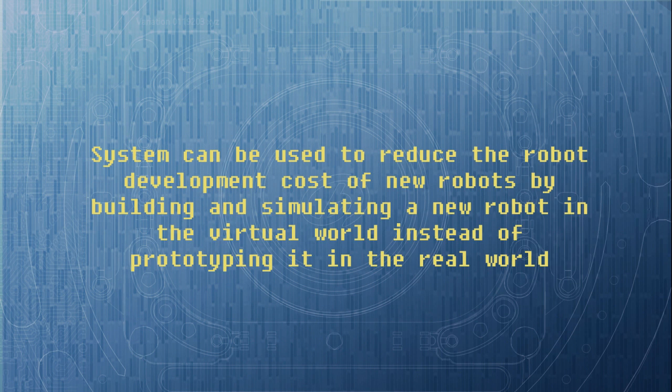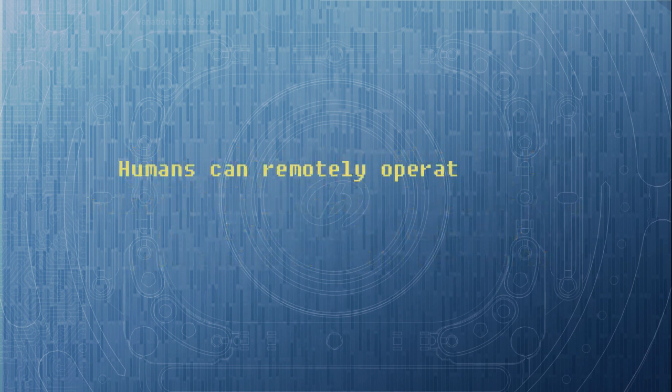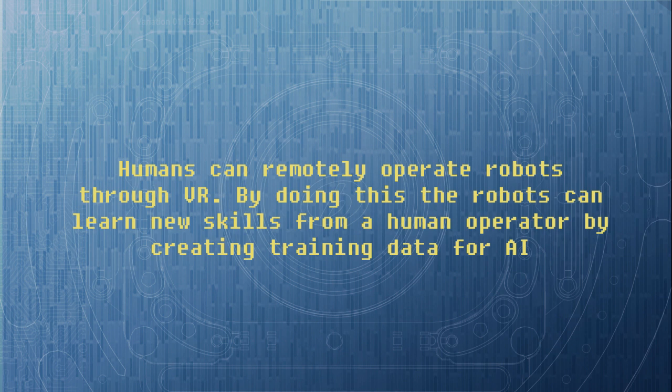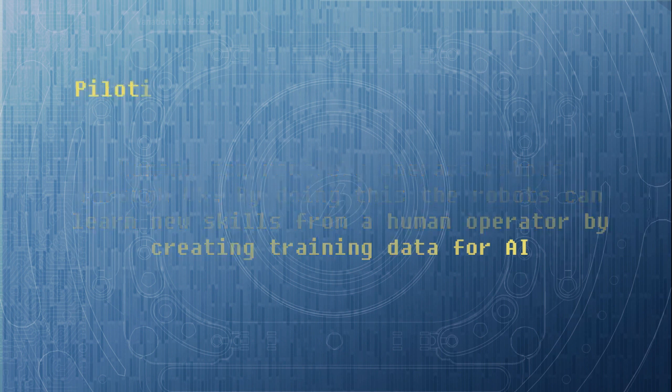After the virtual training is completed, the AI models can be transferred onto the real robots, so the robots can use the newly acquired skills in the real world. The system can also be used to reduce the robot development cost of new robots by building and simulating a new robot in a virtual world instead of prototyping in the real world. Humans can remotely operate robots through VR. By doing this, the robots can learn new skills from human operators by creating training data for AI.